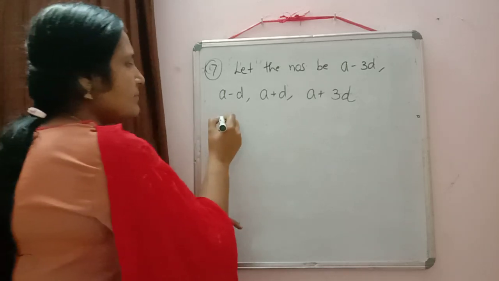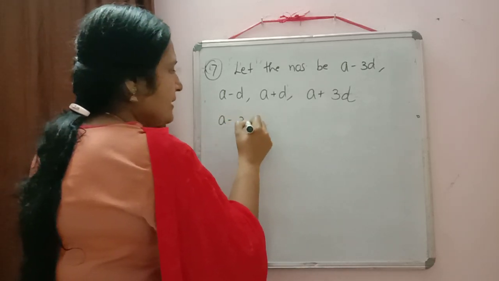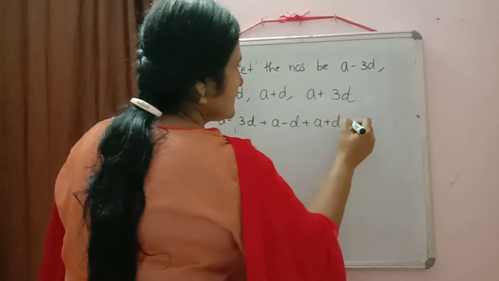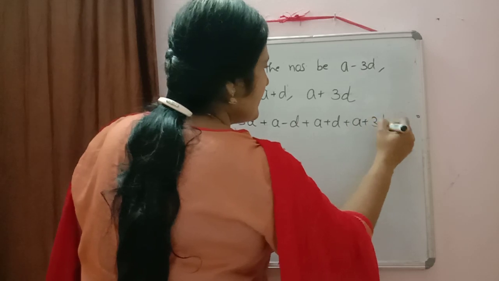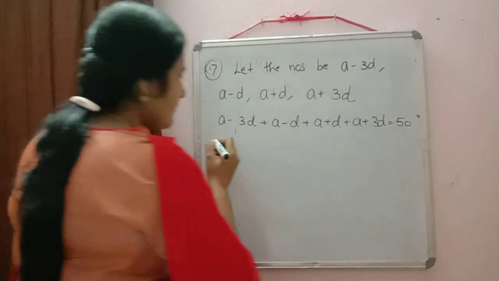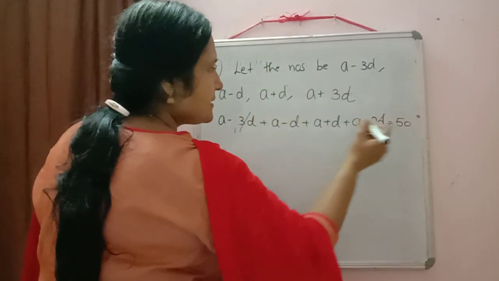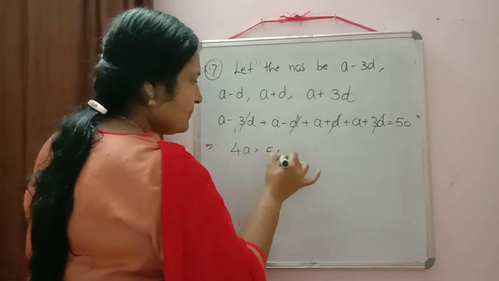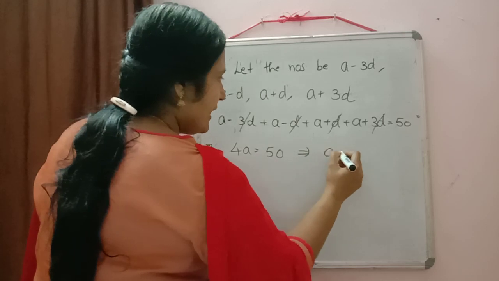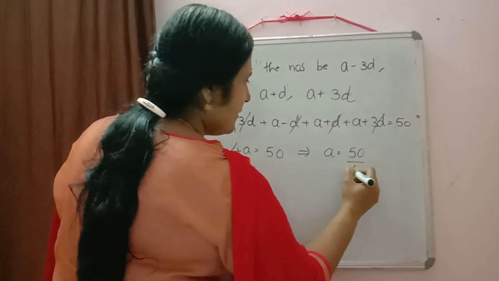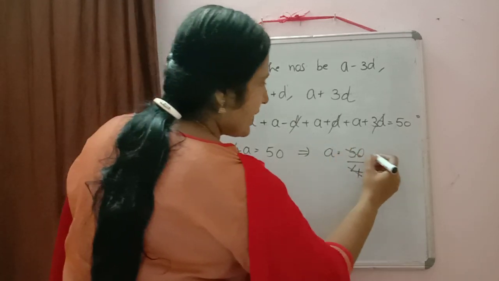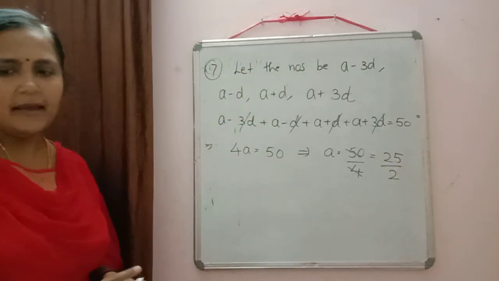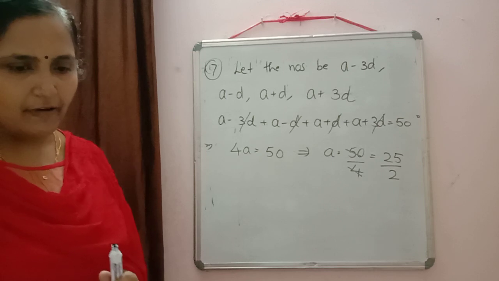So the sum of these numbers is 50. So A minus 3D plus A minus D plus A plus D plus A plus 3D is equal to 50 is given. Minus 3D plus 3D cancelled, these two cancelled, we will get 4A is equal to 50, or A is equal to 50 by 4. 50 by 4 we can cancel, then we will get A is equal to 25 by 2. So we got the value of A.